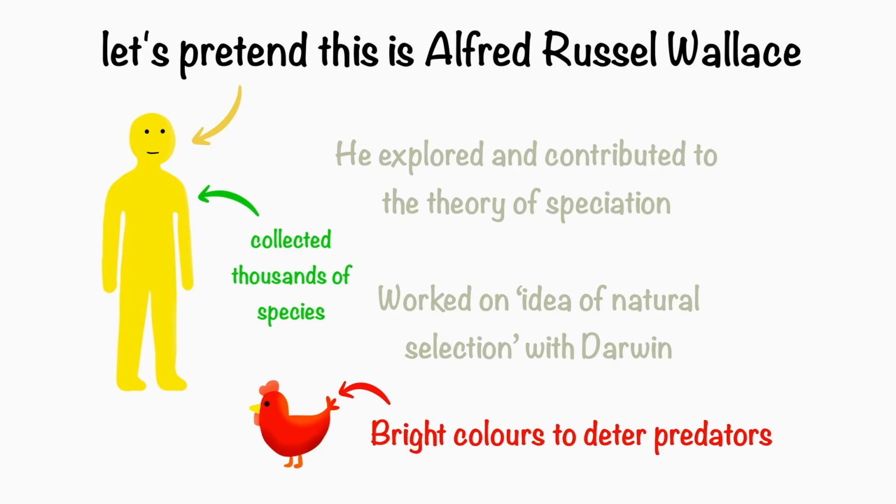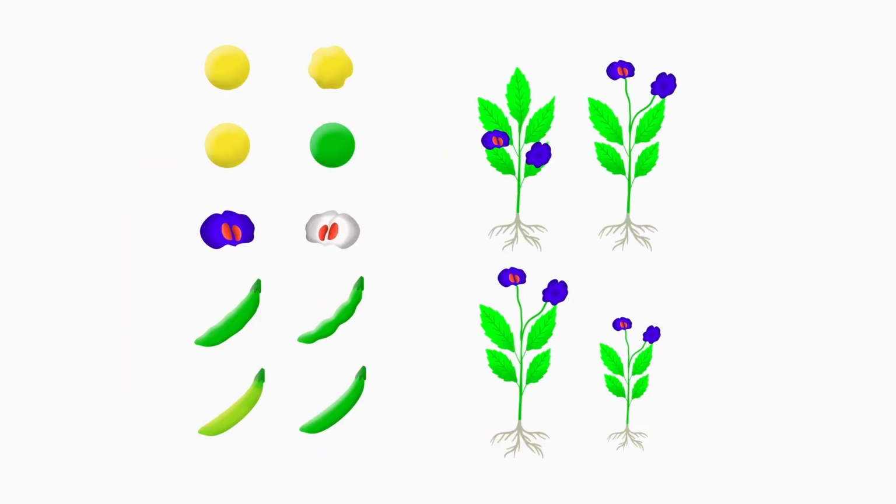Understanding speciation helps us see how the incredible diversity of life on Earth has developed. It's the process that has created the millions of different species we see today, and it continues to happen all around us. In our next episode, we'll explore the fascinating evidence for evolution from the fossil record.